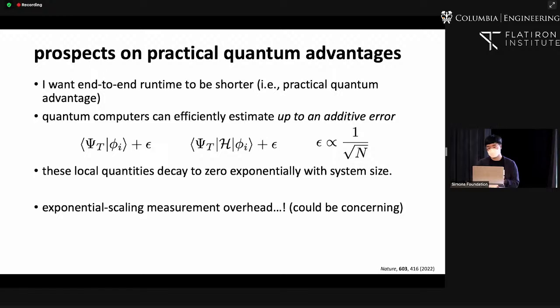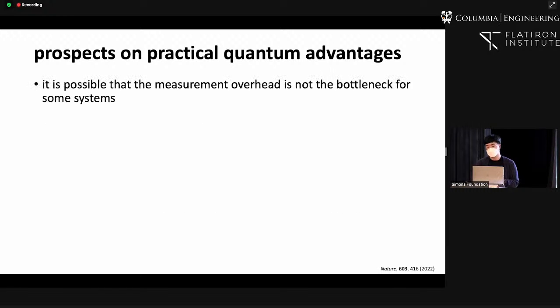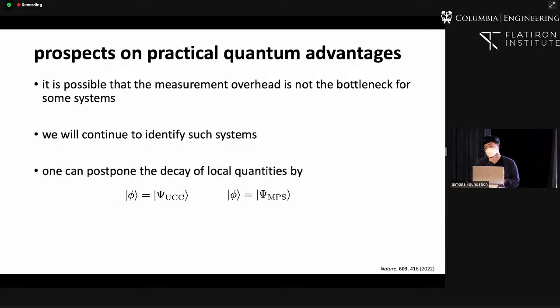But we have a supplementary section F in the paper that talks about these issues. But I believe this really doesn't make this approach not useful, in the sense that it's possible that this overhead of measurement is not the bottleneck for some systems. It was clearly not the bottleneck for the systems we looked at. We have to continue to identify such systems. One can also postpone the decay of these local quantities by using walker wave functions that take a form of unitary coupled cluster or matrix product states, just not a single Slater determinant.